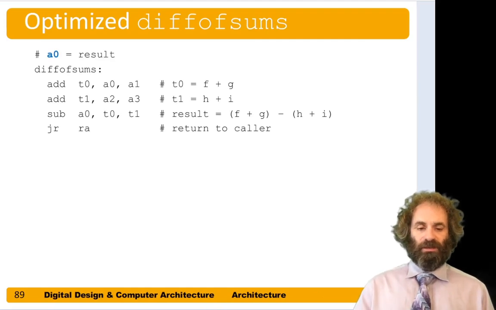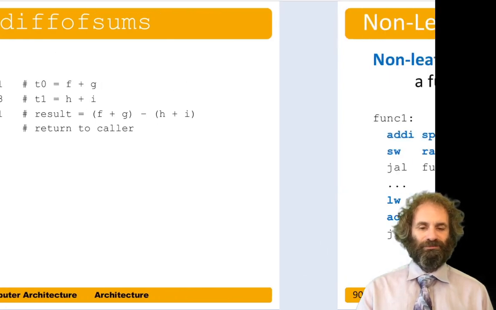We could do even a little better. Since the result was going in A0 anyway, there was no particular reason to put it in S3 along the way. And if we don't use S3, we didn't need to save or restore anything. So now here's an optimized diffofsums that just puts our answer in A0 and doesn't have to save or restore anything.